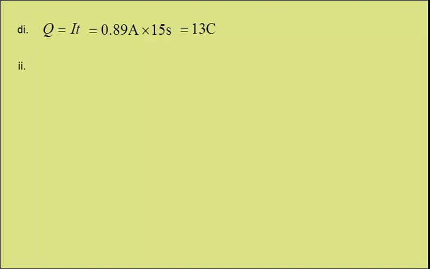In part 2, we need to find the energy dissipated in the internal resistance of the cell per second. Well, this is the power, which is given by current squared times resistance. Putting in the values gives a power of 0.35 watts.